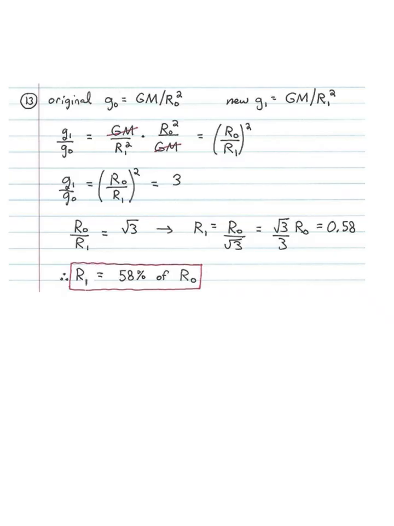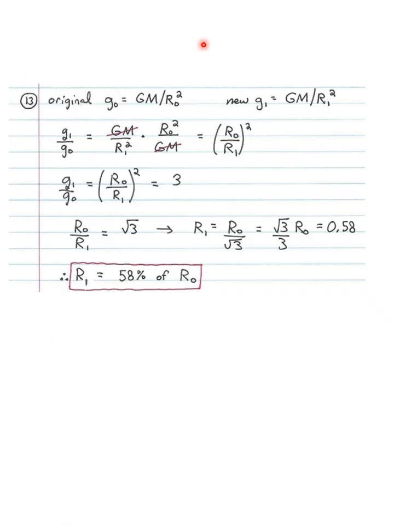So we're looking at Earth. We're thinking about a changing radius. That tells you there's probably going to be an R0 and an R1. And it says gravitational acceleration is going to change. We need to think about what mathematical relationship there is between all those different variables. So let's look at what I've written here.